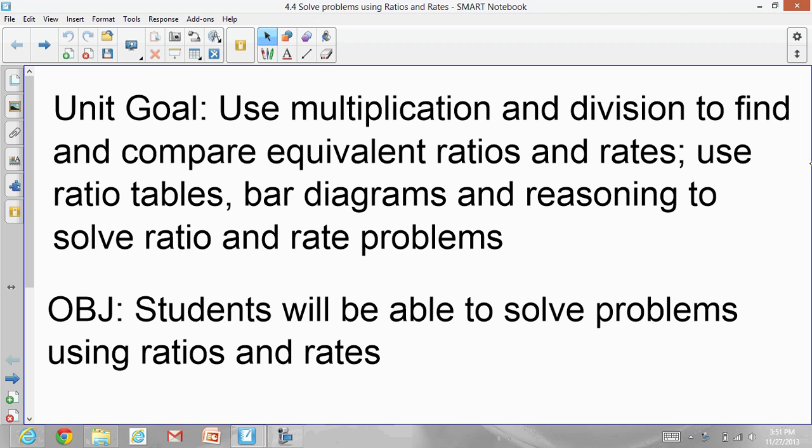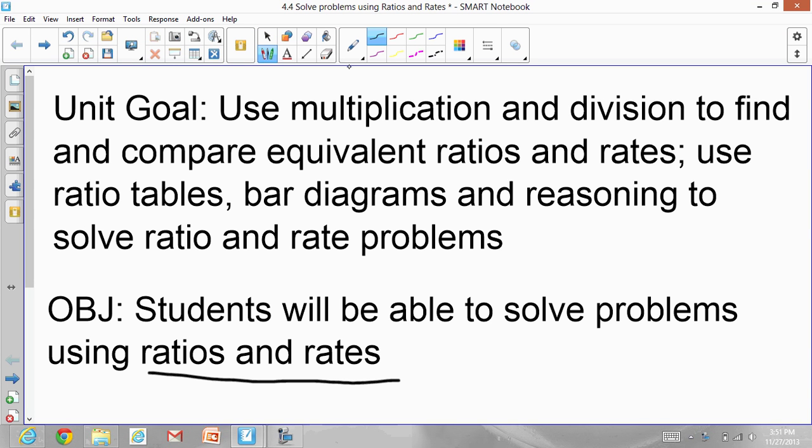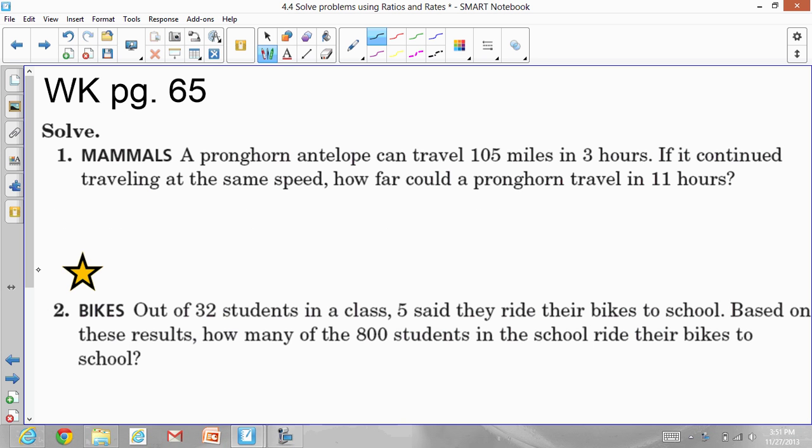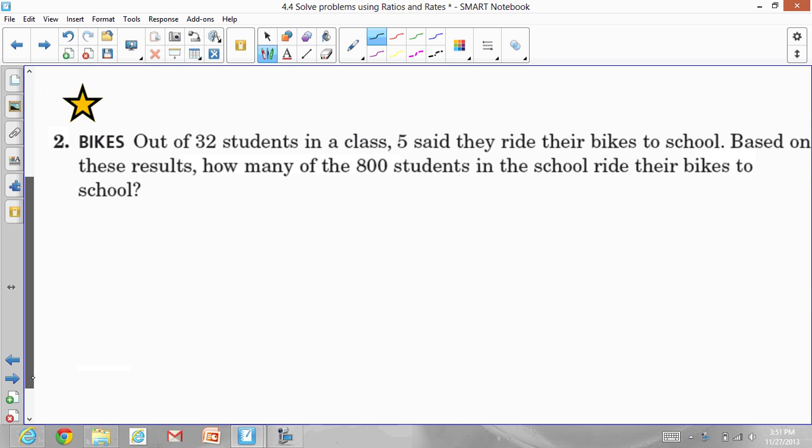Today you will learn how to solve problems using ratios and rates. In your notebook, make sure that you are writing today's date, 4.4, solve problems using ratios and rates. Focus on question number 2.